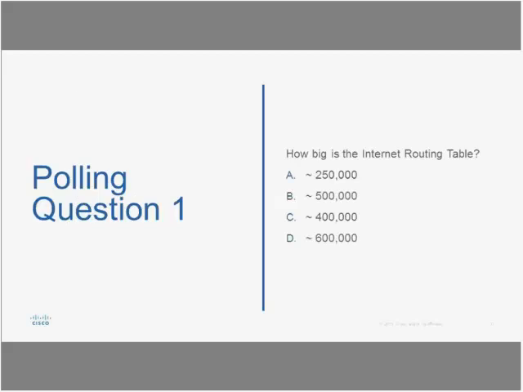All right, so let me begin with the polling question. Do we know how big the internet routing table is? You have four options: 250K, 500K, 400K, or 600K, approximately. So you have some time to answer these questions. I believe you have 5 minutes. I'll come back to this question later while you answer. The reason I'm asking is that it really depends on which protocol you use to manage the internet routing table, and we'll get to that later on.